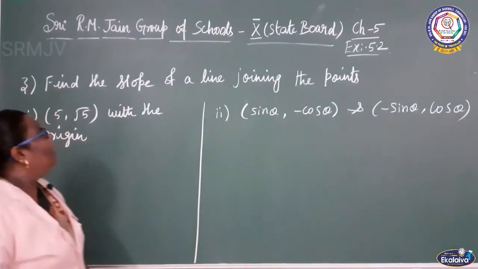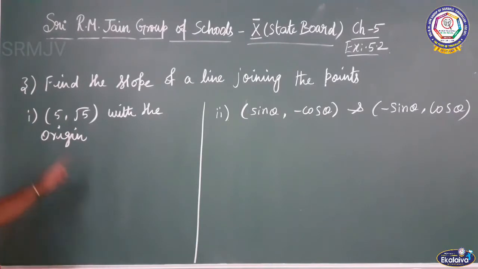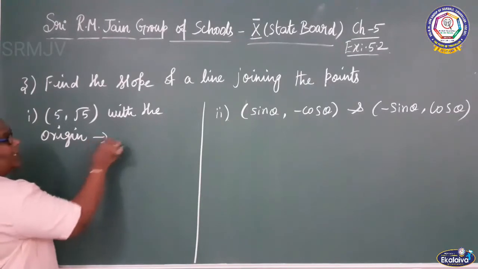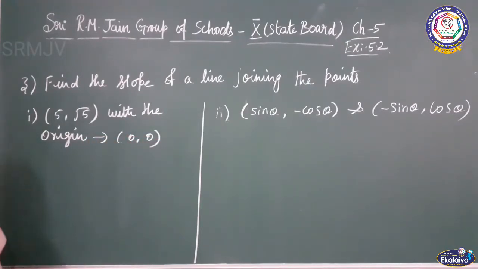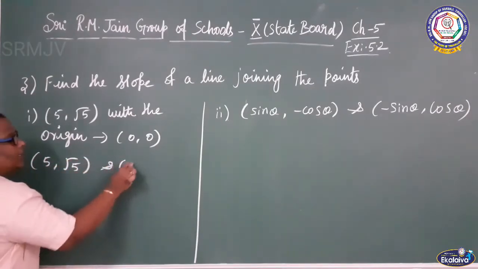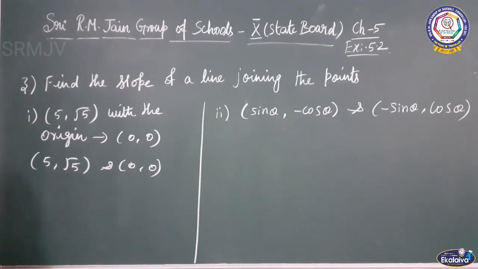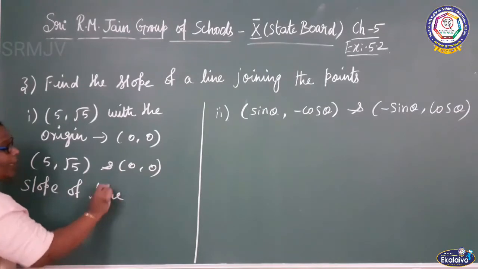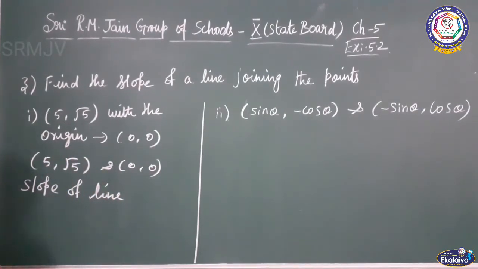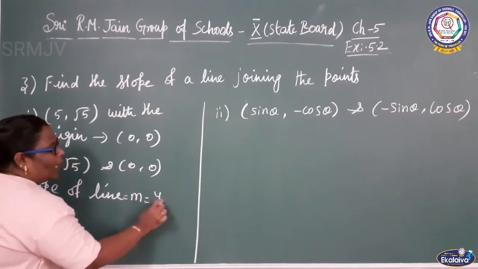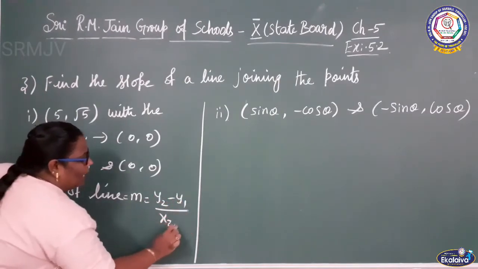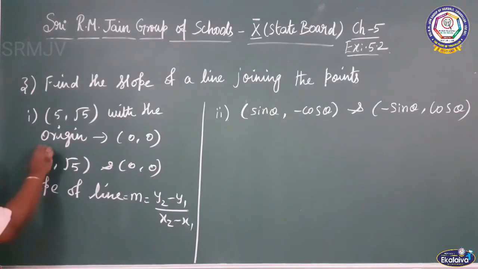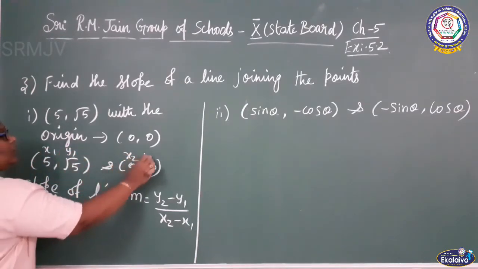See the third sum. Find the slope of the line joining the points 5 comma root 5 with the origin. What is the meaning of origin? Origin is nothing but 0 comma 0. So you can take these two points, 5 comma root 5 and 0 comma 0. When two points are given, what is the formula for the slope? m equals y2 minus y1 by x2 minus x1. This is x1, this is y1, this is x2, this is y2.